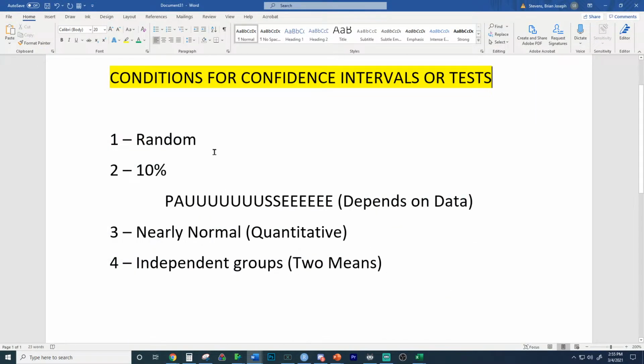And I did do random sampling. You sample less than 10% of the population.